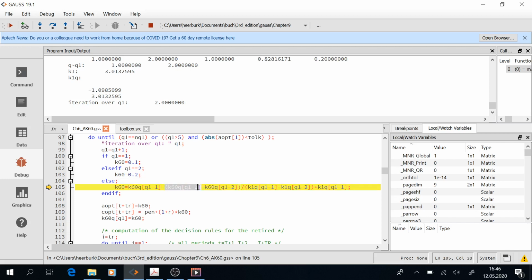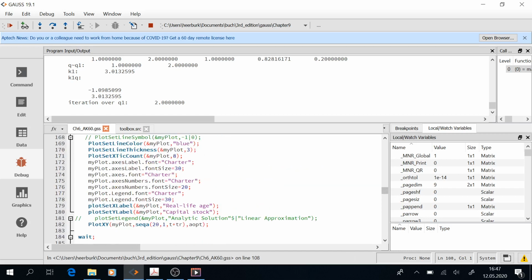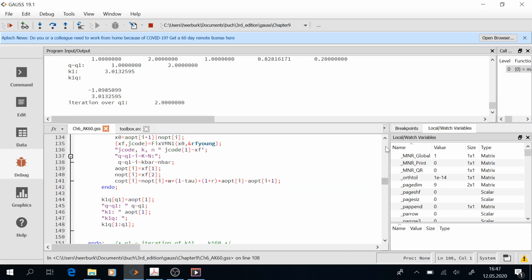Here you can see simply the inverse of the derivative that we have computed with the help of the secant. And so the next initial value for the next value for A60 is between 0.1 and 0.2. It's 0.126. And this iteration here converges very, very quickly.